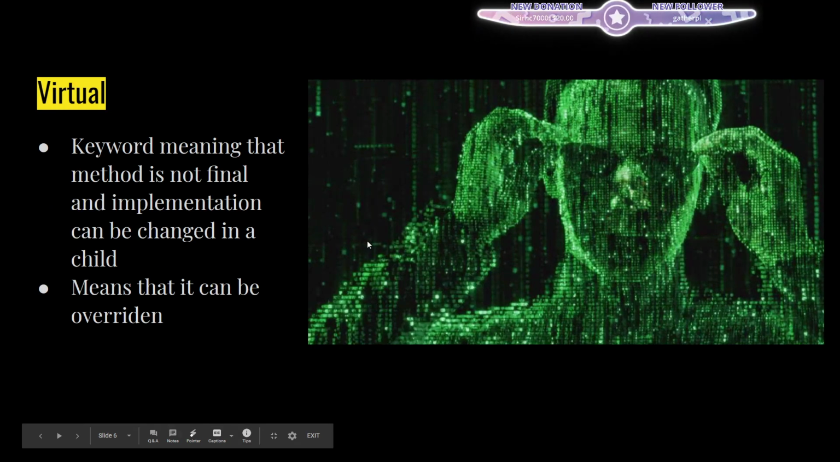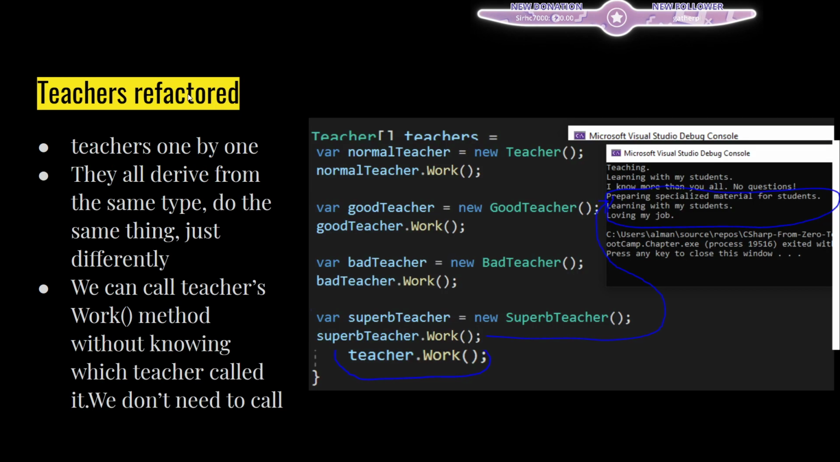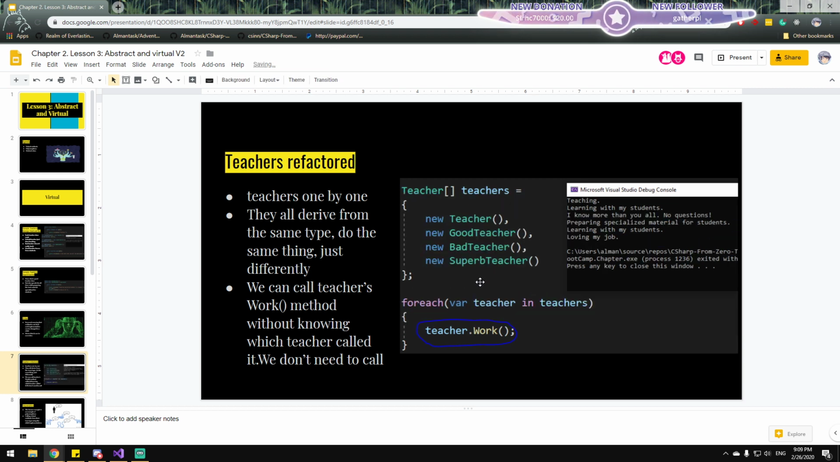So let's talk about how we could achieve this and what happened. So virtual is a keyword meaning that the method is not final and that the implementation can be changed in a child. And we change the implementation using the override keyword. So if we take a look at some code.